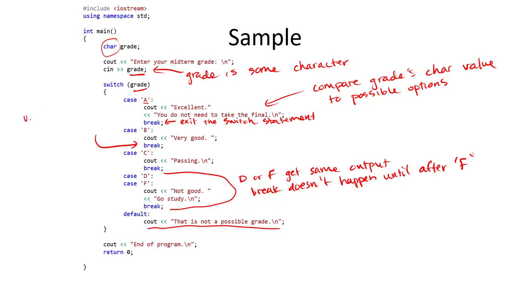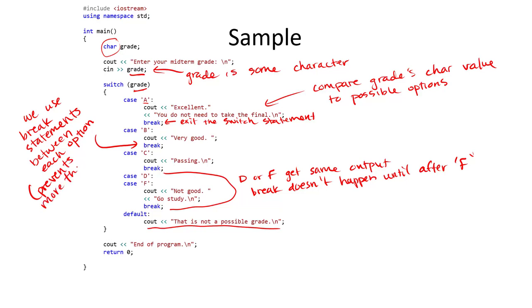Notice how we need to include break statements between each option. This prevents more than one output from triggering, or more than one case from triggering. Let's open this program in CLion real quick. And let's see what happens if we got rid of those break statements.